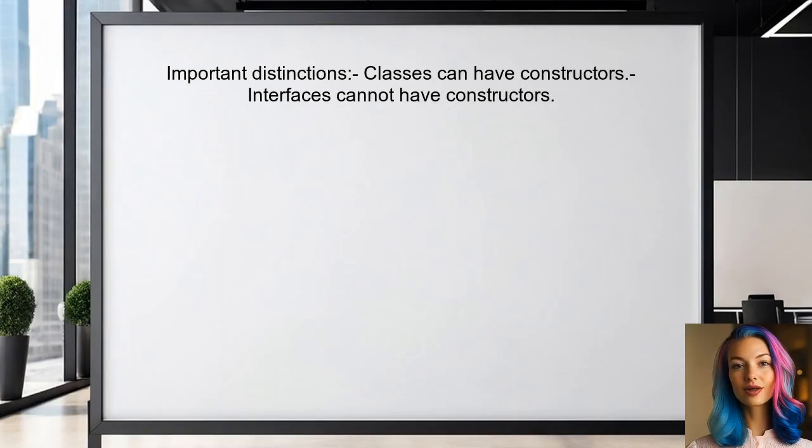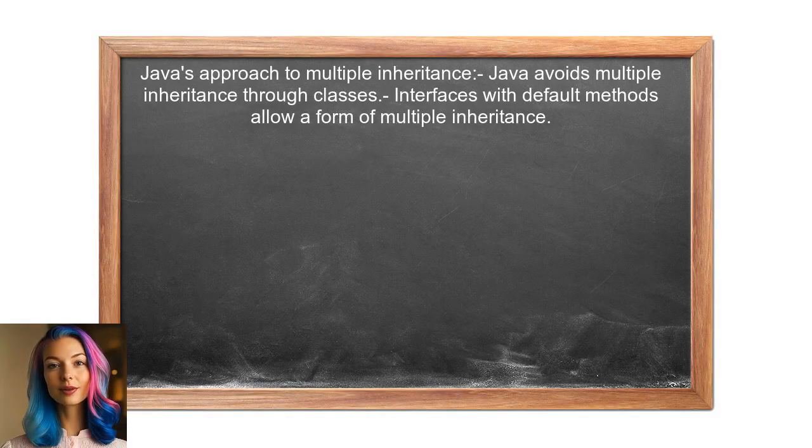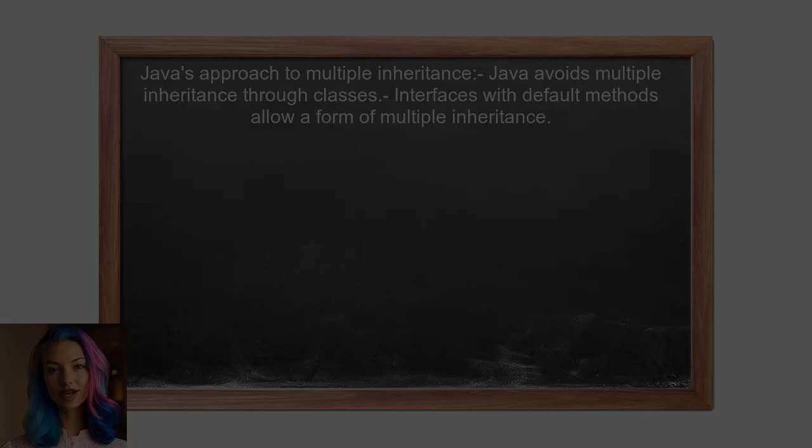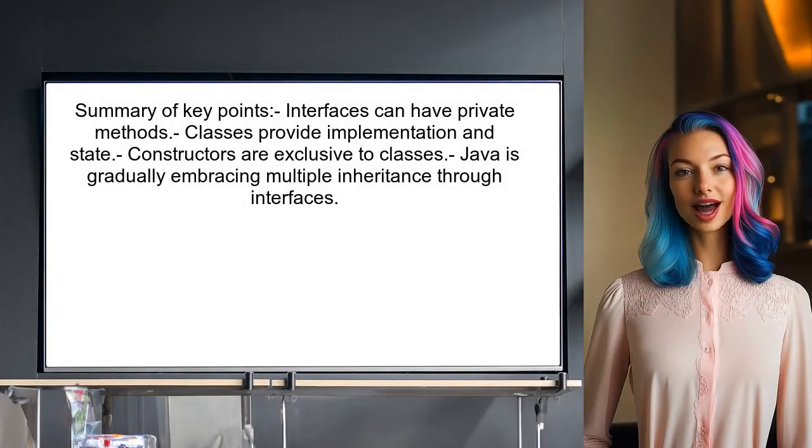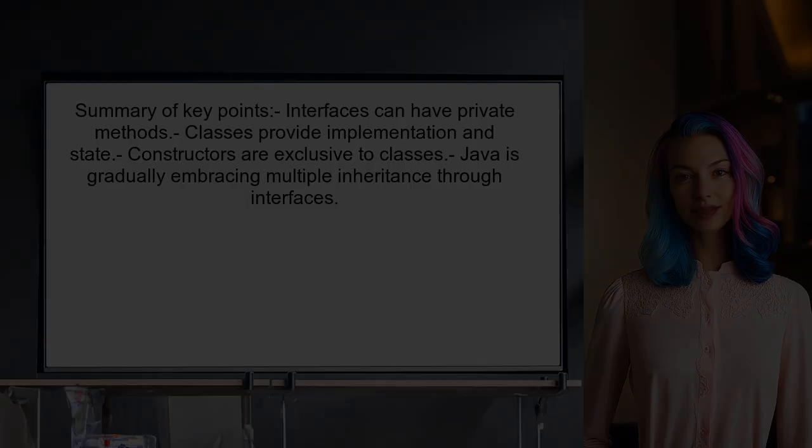Additionally, the user should be aware that classes can have constructors, while interfaces cannot. This means that classes can manage their own instantiation, which interfaces cannot do. Now, regarding multiple inheritance, the user should note that Java has always avoided it through classes. However, with interfaces allowing default methods, Java is gradually embracing a form of multiple inheritance. In summary, while Java 9 introduces new features for interfaces, the core differences with classes remain significant. The user should consider these aspects when designing their applications.